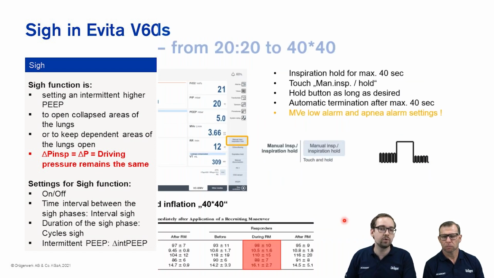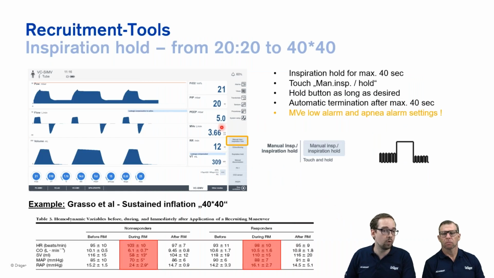Another tool is to use the inspiration hold, so basically this long inflation maneuver, or the sustained inflation. When you look at current literature, there are various variations of the classic 40 by 40 maneuver. Now, I think it's more and more common to do something like a 20 by 20 or 30 by 20, so 30 millibars for 20 seconds or 40 millibars for 20 seconds.